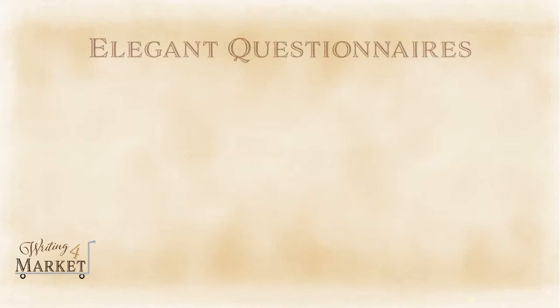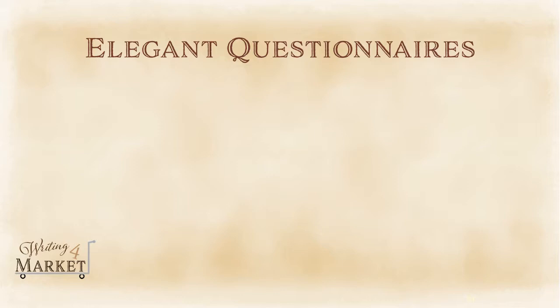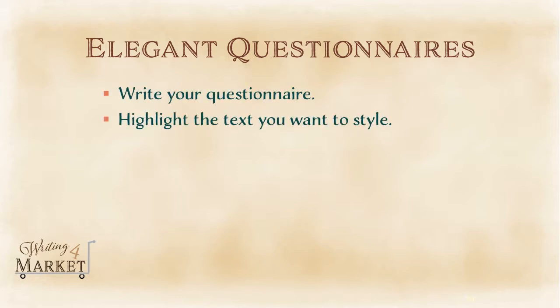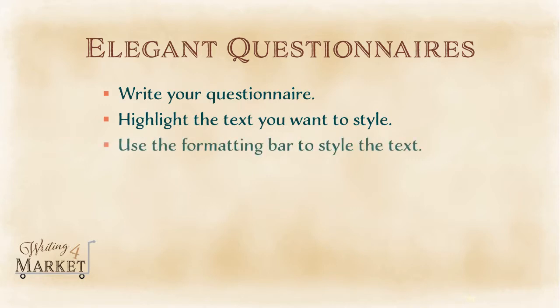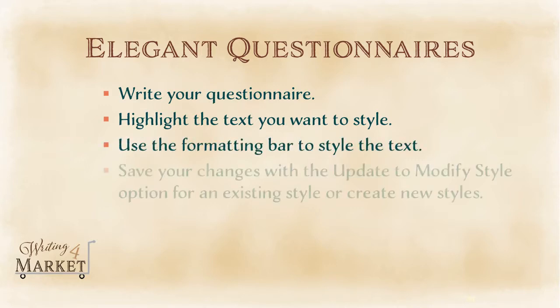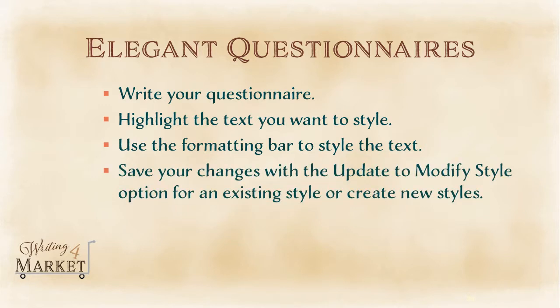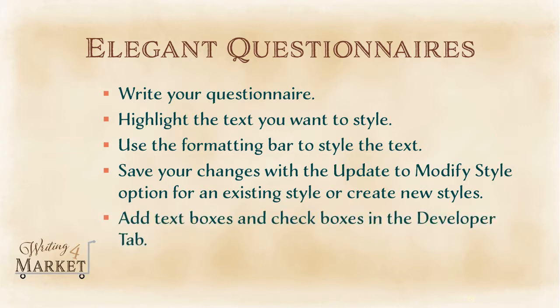So what are the steps to creating an elegant questionnaire? First, write your questionnaire. Then highlight any text that you want to style. Use the formatting bar to style the text. Save your changes with the Update to Modify Style option for an existing style, or create some new styles if you prefer. Add text boxes and checkboxes in the Developer tab, and then protect the form. With a little practice, these steps will become automatic. You will be able to switch back and forth between the different steps without even thinking about it.